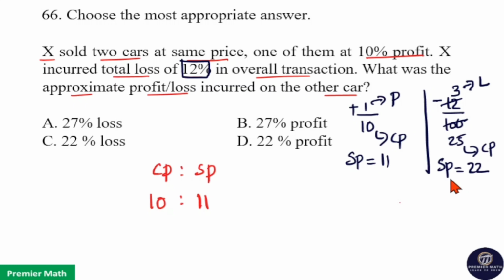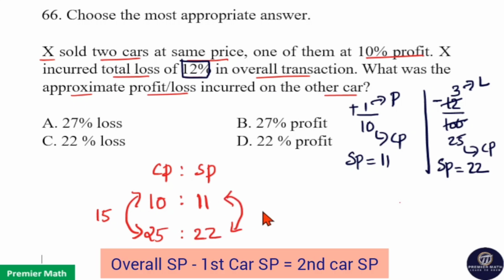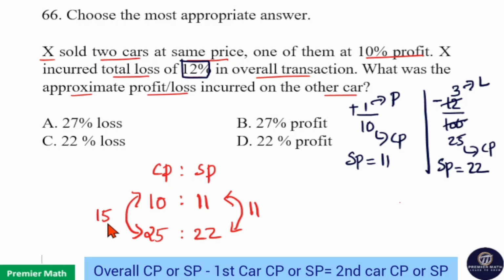12% is the overall transaction. So the cost price in the overall transaction is 25 parts. Write it. And the sell price in the overall transaction is 22 parts. Now if you take the difference between cost price, 25 minus 10 is equal to 15 parts. Then take the difference between sell price: 22 minus 11 is equal to 11 parts. That means the cost price of the second car is equal to 15 parts and the sell price of the second car is equal to 11 parts.